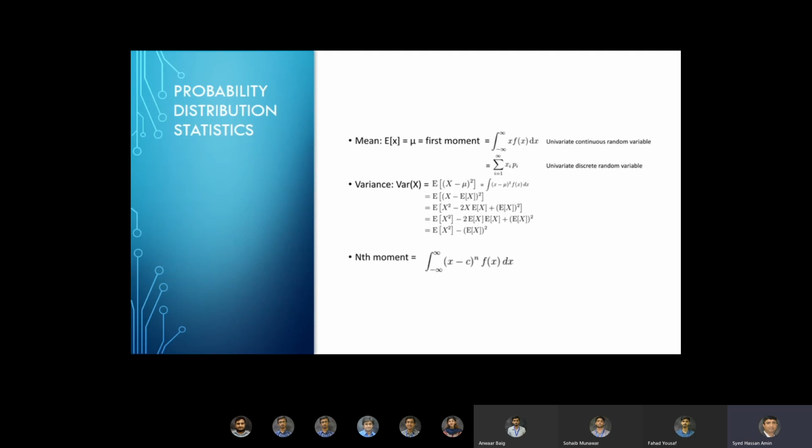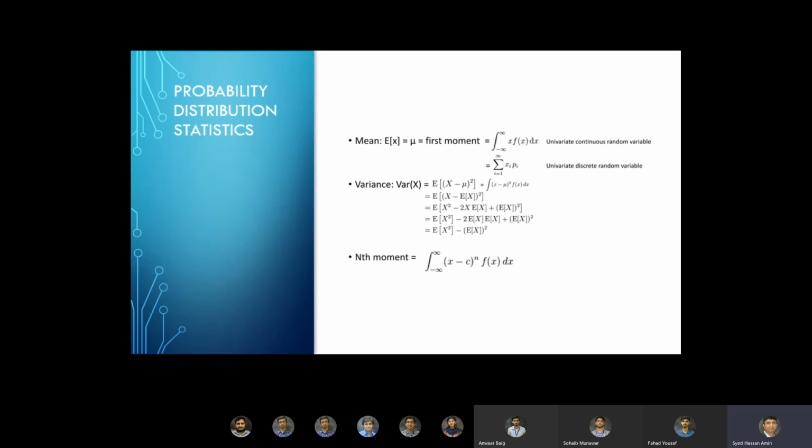There are some statistics associated with probability distribution. Mean is equal to E of X. Mean is often taken as expected value, and this is also referred to as the first moment, which is equal to the integral of x times f of x dx for a continuous random variable. Essentially we are integrating over the whole area. For discrete variables, we are multiplying each value with its probability and summing those up.